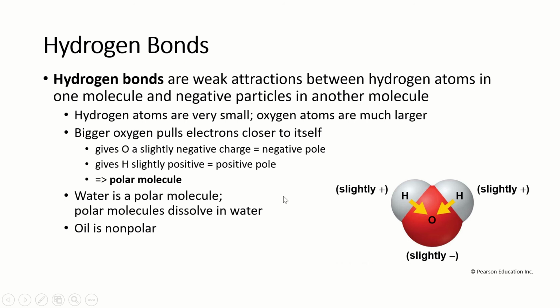Water is polar. Because water is polar, other polar molecules will dissolve in water. One of those is sodium chloride because it's made of ions. They stay ions even when they dissociate or dissolve in water. Oil, on the other hand, is nonpolar. So oil and water don't dissolve together because one is polar, one is non-polar.